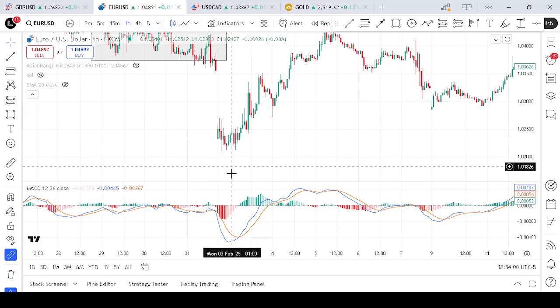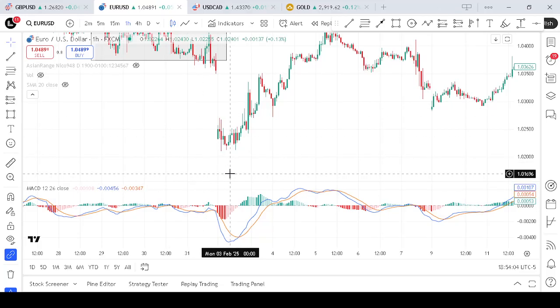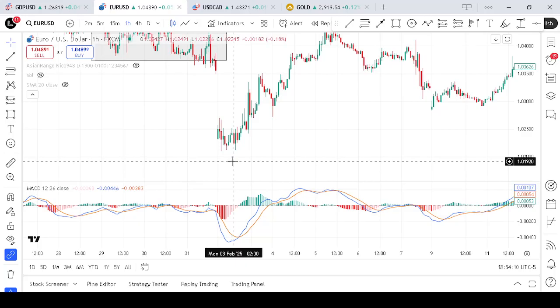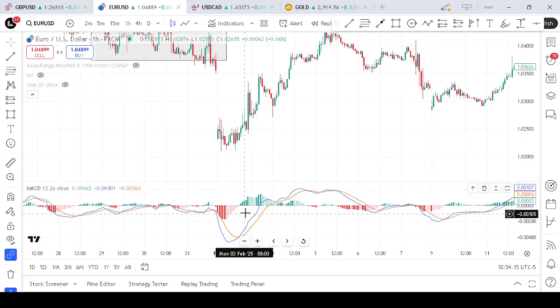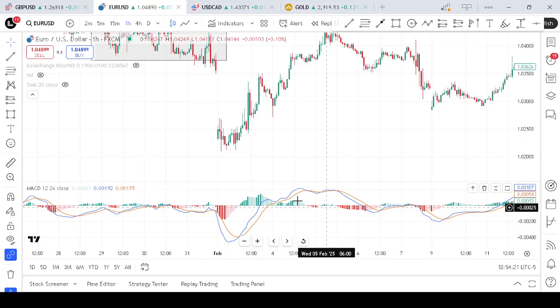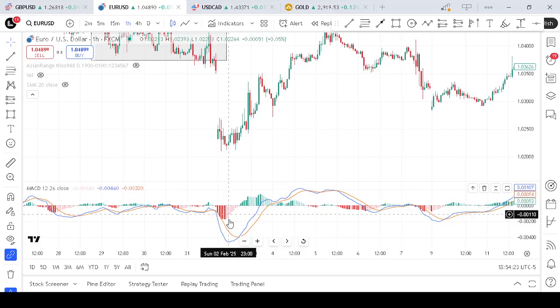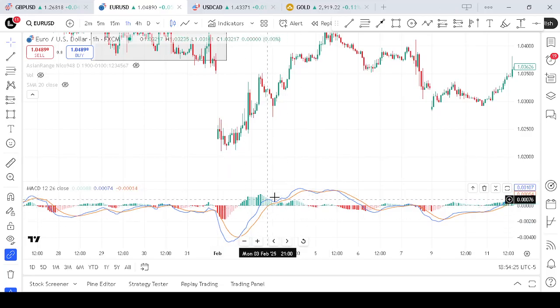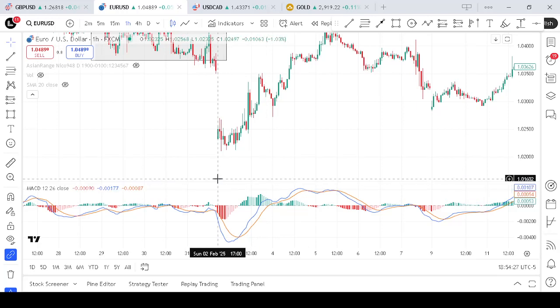Additionally, zero line crosses, where the MACD line moves above or below zero, can serve as a continuation of a trend direction. When it moves across zero, zero is this line here, this centralized line. Once it moves above it, it signals a continuation.